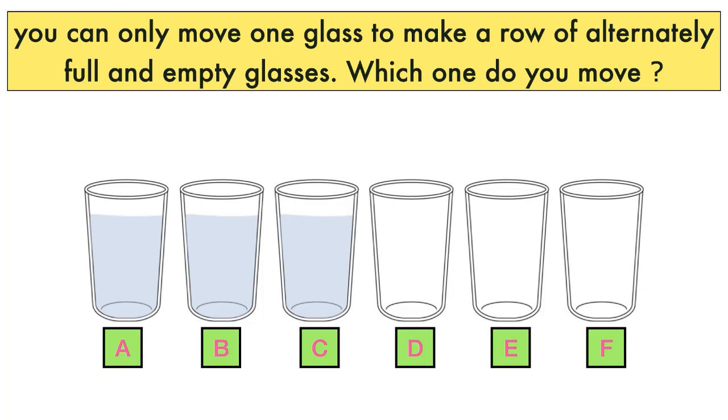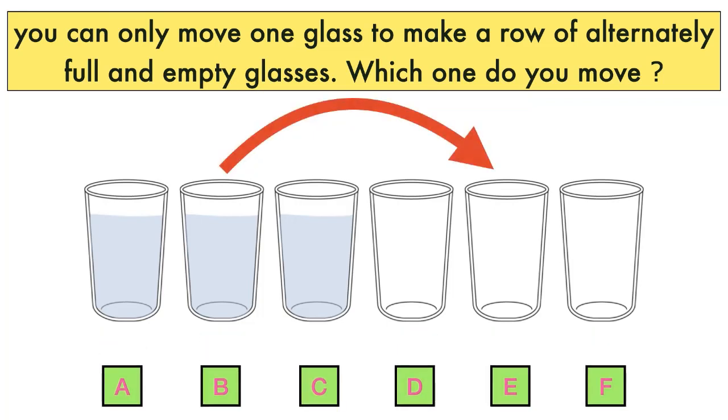So what we can do is, we have to move the full glass B and pour the total juice or water from glass B into glass E. Then put the empty glass B in its own position. After performing this activity, glass B is empty and glass E is full. Now the row will be like this: A is full, B is empty, C is full, D is empty, E is full, F is empty. Thus, by moving only one glass, we can make a row of alternately full and empty glasses.